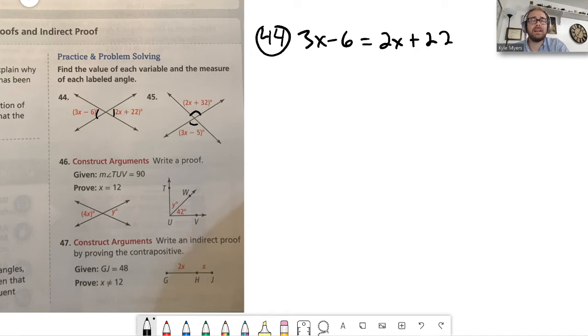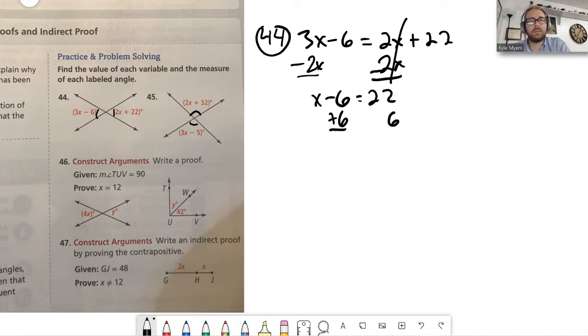So we're going to plug it back in and figure out what they are. And the cool thing with this is you can actually plug it back into both, and you should get the same answer. So that'll be helpful. We're going to subtract 2x on both sides. Do that first. Subtract 2x. So this is x minus 6 equals 22. And then I'm going to add 6 to both sides.